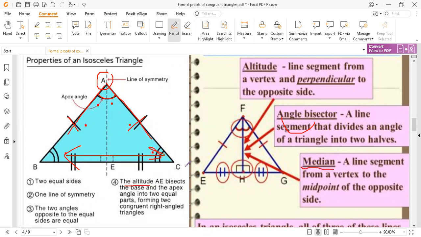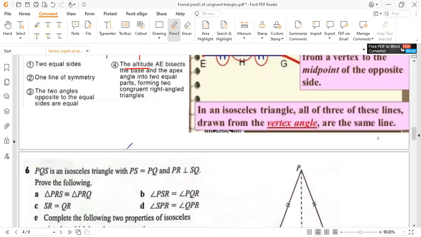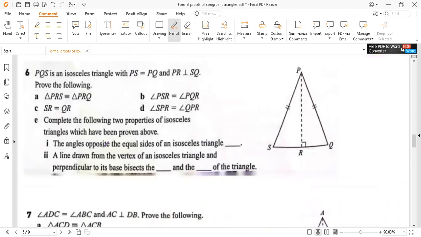What do we mean by median? It cuts the side into two equal parts, portions. So we should take care of these properties because they are true and very useful in the analysis that we need to know.